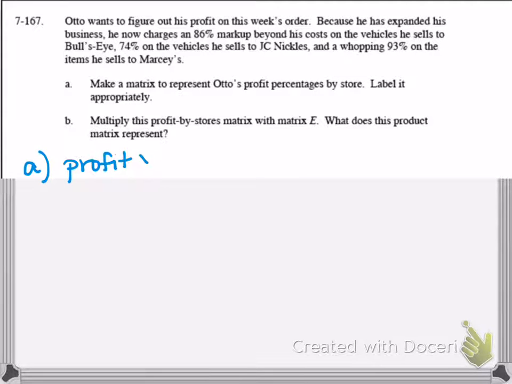167 is talking about Otto's profit now. So we looked at the cost and now we're talking about the profit. It says that he is charging an 86% markup beyond his cost on the vehicle he sells to Bullseye, 74% on J.C. Nichols, and a 93% profit markup on Marcy's.